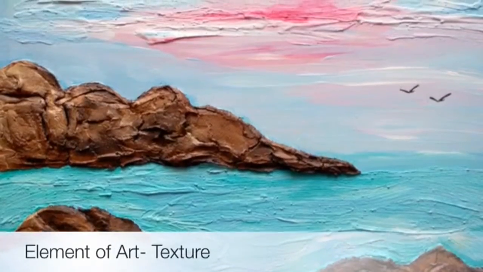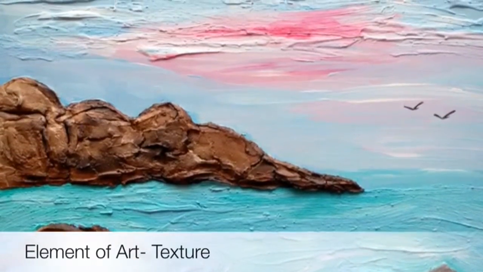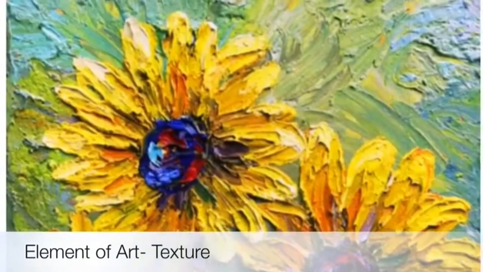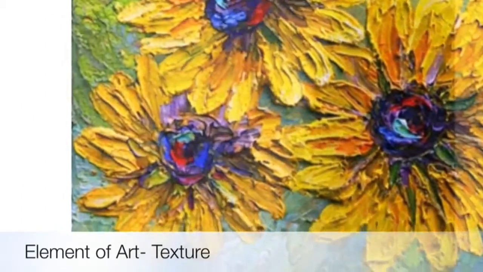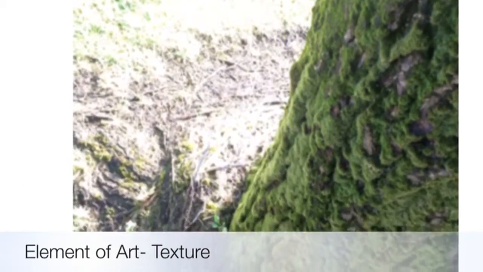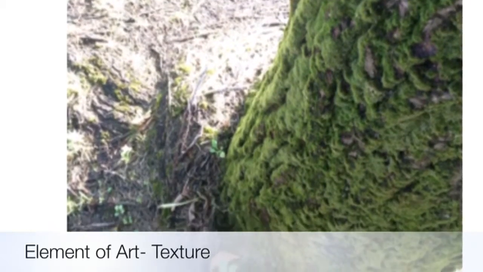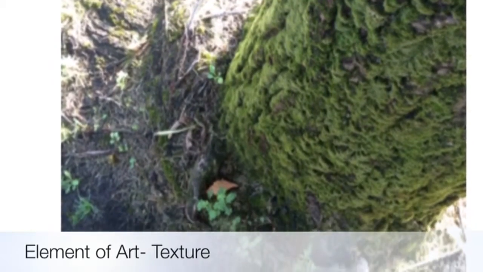Texture is used when you can tell what something feels or looks like based on the painting. There are two types of texture. They are real and implied. Real is how much something actually feels like in real life, as seen in this tree with the moss growing on the tree. This moss actually exists in real life.